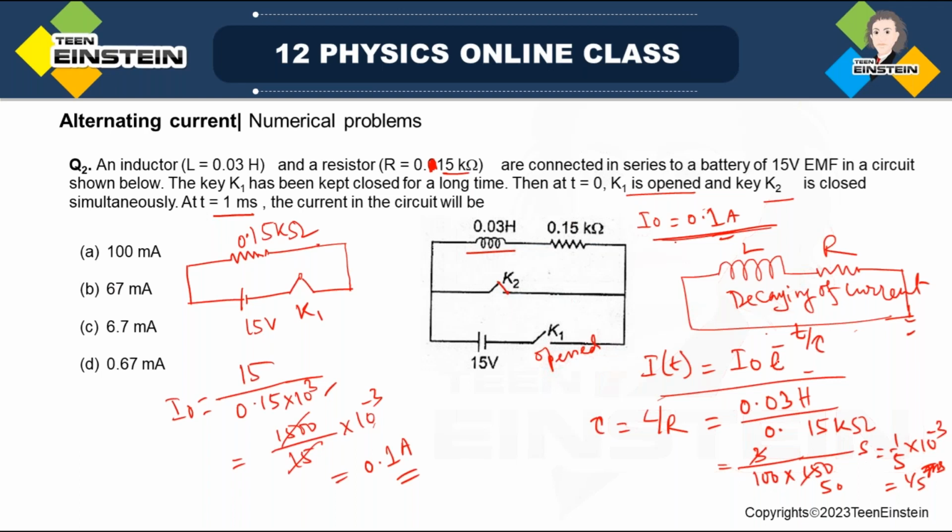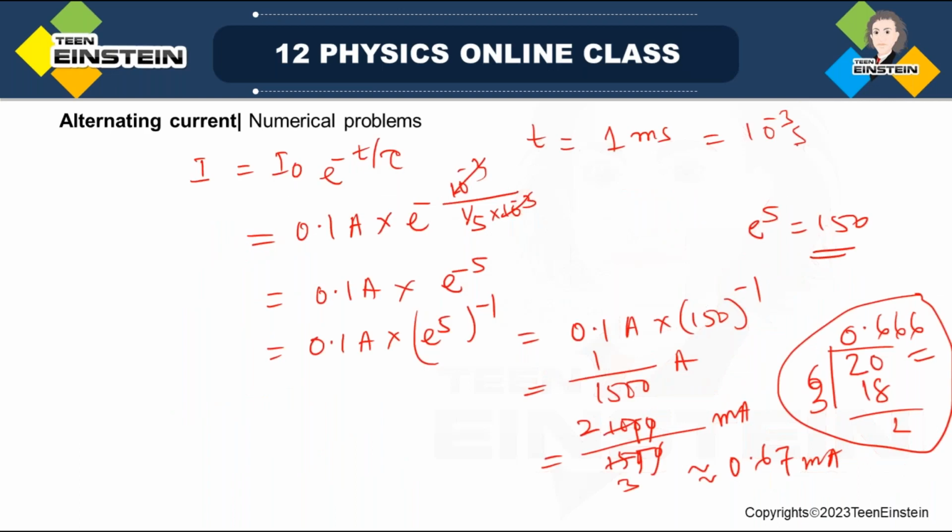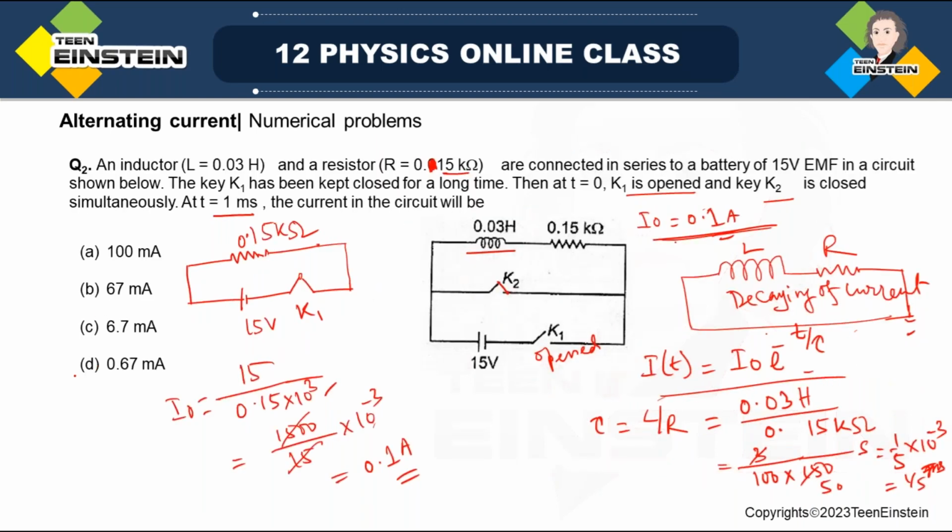So I have got the time constant, and I have got I0, and t is given as 1 millisecond. So what will be the current in the circuit? We have to put the tau value and t value here. Since I0 is known, things will be done. So this will be 0.67 milliampere. The current will be 0.67 milliampere.